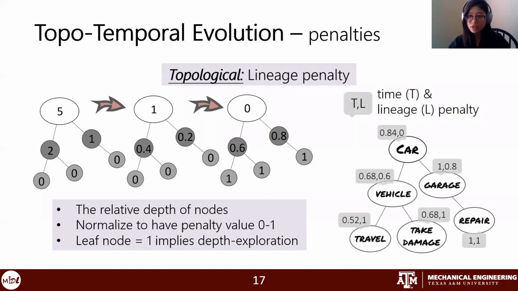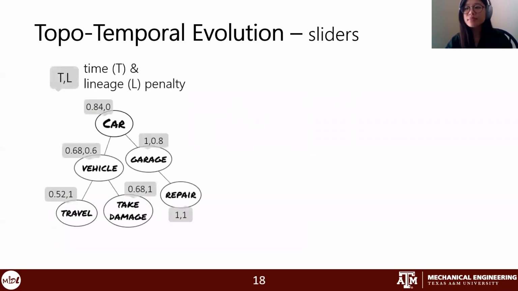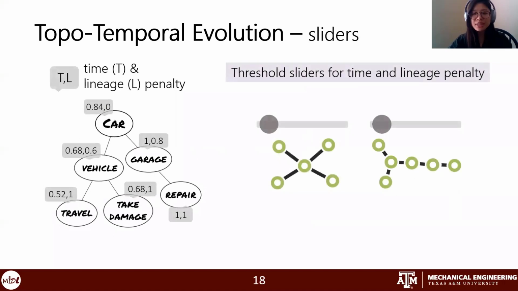So given any state of a mind map, we assign the 2 penalties to each node like this. With the assigned penalties for each node, we provide 2 sliders on the QCue interface. These sliders allow the users to adjust threshold values for determining where to generate questions. One corresponds to the time penalty, and another one corresponds to the lineage penalty.